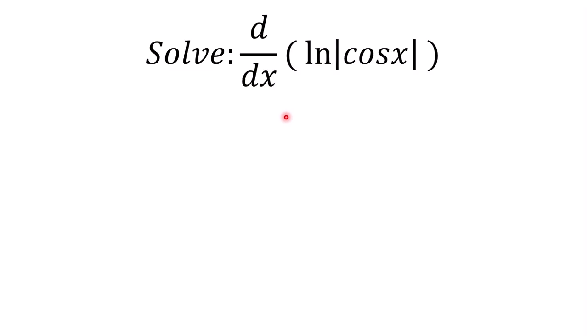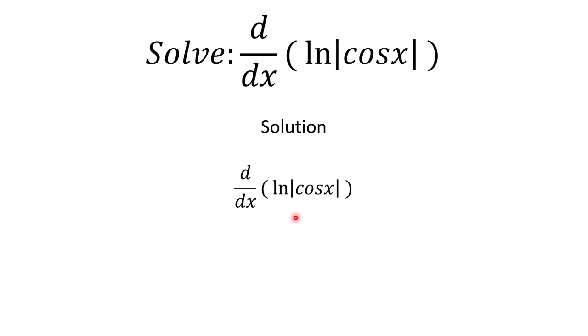So let's write our solution to get started. Okay, so first, good. Now let's bring this one down here. Good. The derivative of natural log absolute value of cos x.